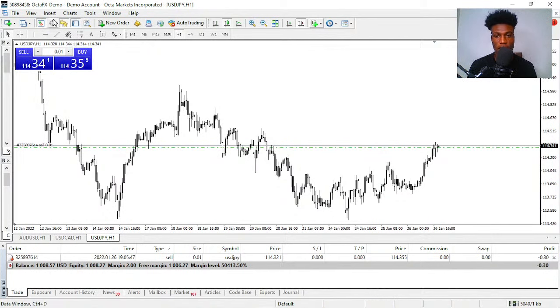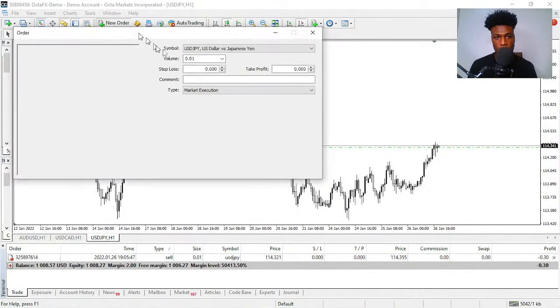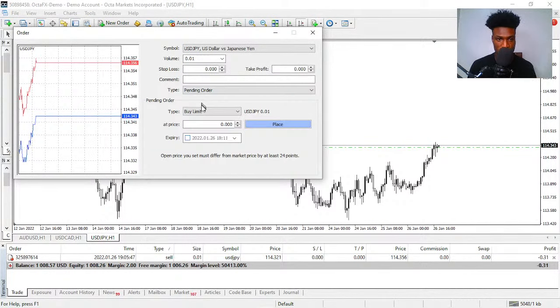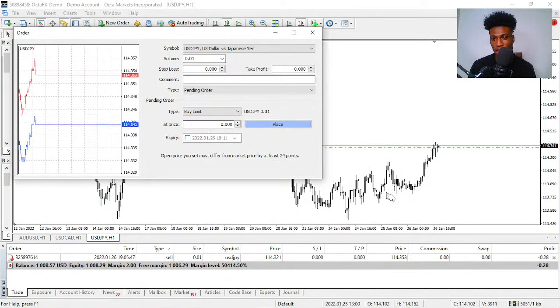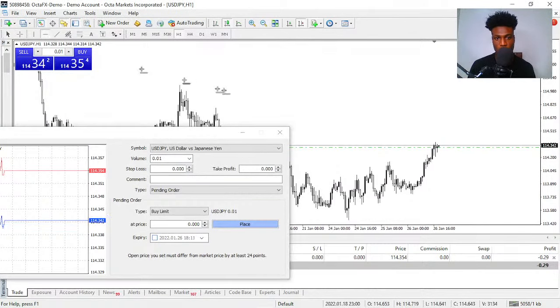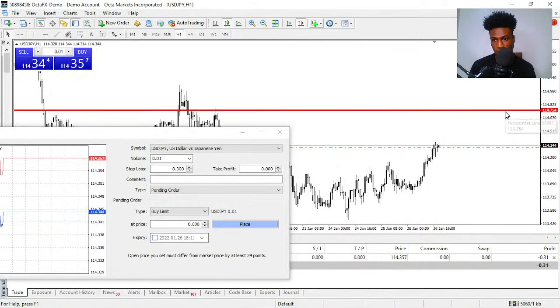But if I go ahead to place a buy limit order, remember, you go to type, go to pending order, and then you click on buy limit. Right now, I'm looking to place this order below the market price. If I try to place this order above the market price, let's see what happens.